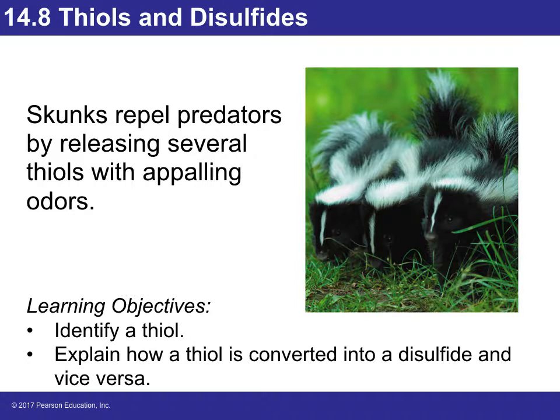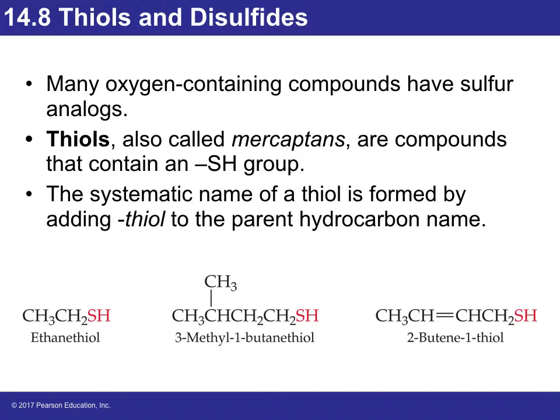Well, some of the objective is just to identify a thiol. I won't ask you to explain how it can be converted. Now here, looking at thiol and disulfide. So thiols, we also name them mercaptans. They are compounds that contain an S, sulfur, and H group. We name them by adding thiol to the parent hydrocarbon name.